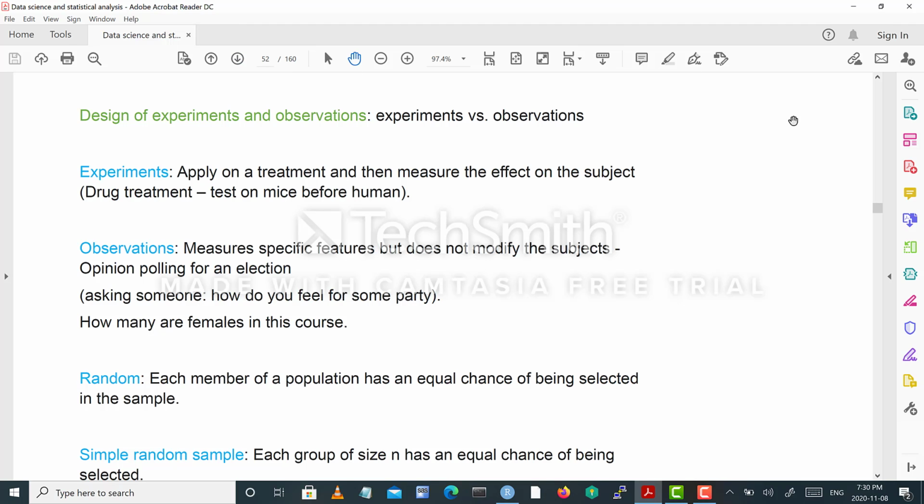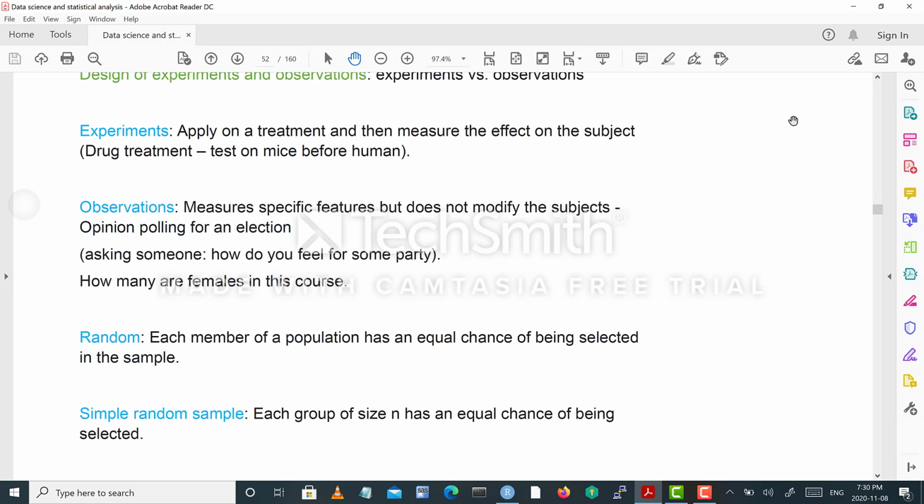Design of experiments and observations. Experiments versus observations. Experiments apply a treatment and then measure the effect on the subject. For example, drug treatment, which usually is tested on mice before testing on humans.